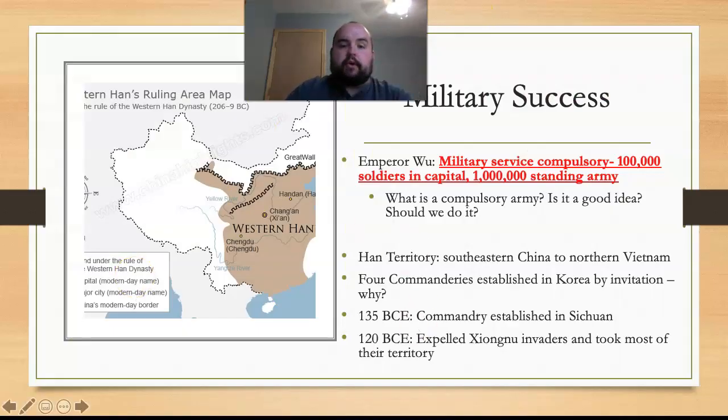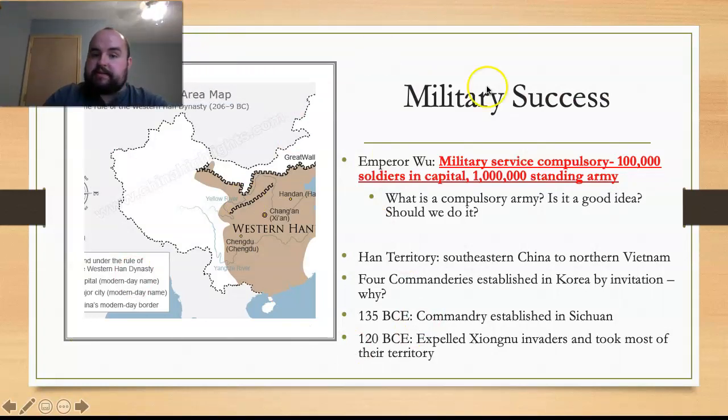Now, to get a little bit more to the successes of the Han Dynasty, they were quite militarily successful. Despite the Emperor Wu himself not getting directly involved, the military was quite large. Military service was compulsory at this time. This led to about 100,000 soldiers constantly being stationed in the capital, and about a 1 million standing army across the entire dynasty. Now, a compulsory army, of course, is when you have army service become mandatory. Is that a good idea? And is it something that modern militaries should copy?